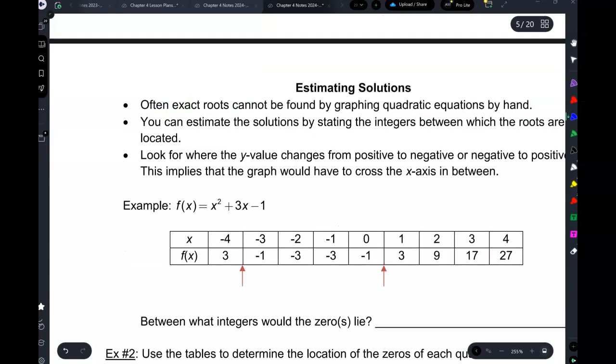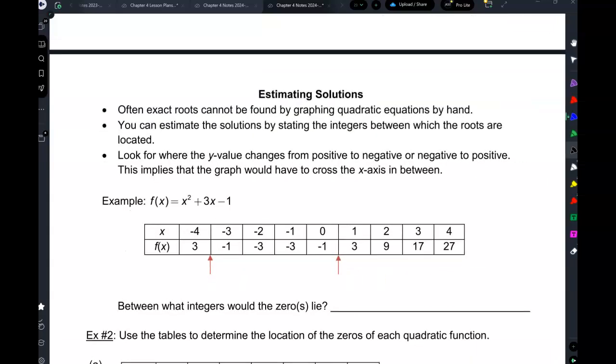So let's go here. Sometimes we can estimate solutions. Sometimes, you can't find exact roots by graphing because the solution won't be x equals 4. It'll be like 3.172937472, right? But you can say, okay, it's somewhere between 3 and 4. So you can estimate the solution by stating the integers between which the roots are located.